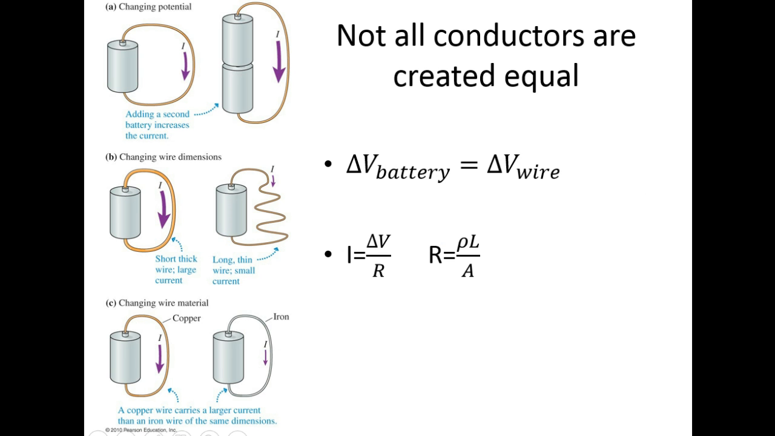Last but not least, we talked about how not all resistors are created equal, or not all wires are created equal. Right? The current through a wire depends not only on the voltage difference that I put into it, but on the resistance of that wire. And the resistance of that wire can be found by the length of that wire divided by the cross-sectional area, and the resistivity of that material, which you can find on page 721.